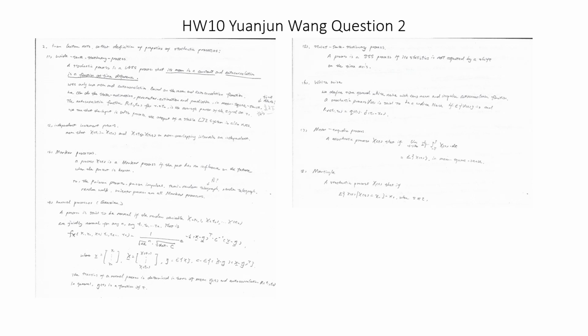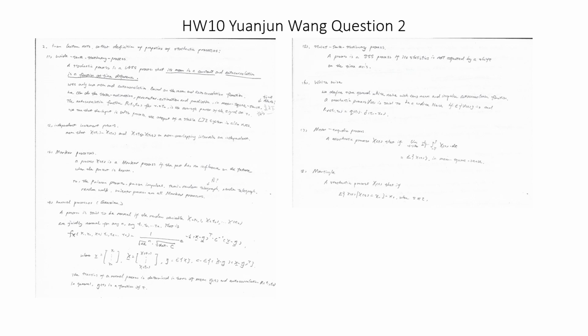Homework 10, question 2. The question is asking us to find the definition of properties of a stochastic process. First one, the wide-sense stationary process. A stochastic process is called a wide-sense stationary process if its mean is a constant and the autocorrelation is a function of time differences.